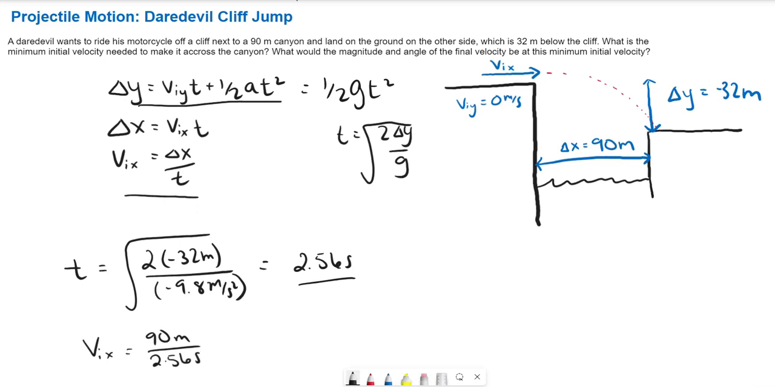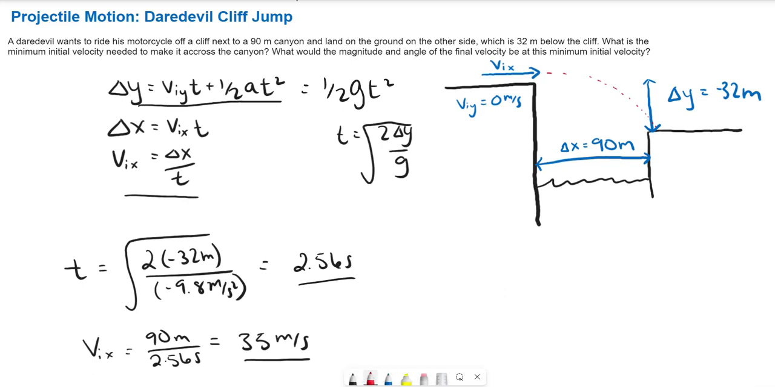I just kept an extra significant figure on that, but we're going to round it to 2 significant figures at the end. So plugging this into a calculator, we're going to end up with 35 meters per second. So this Daredevil needs to be going at least 35 meters per second if he wants to make it across the cliff alive. And now we want to know, if he's going at this velocity, what would the magnitude and the angle of the final velocity be?